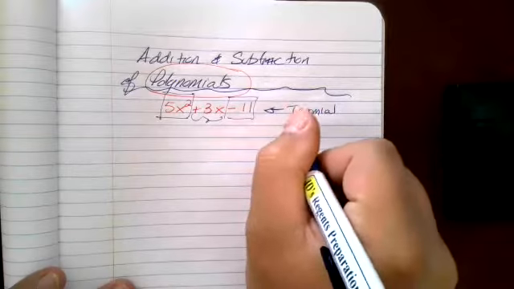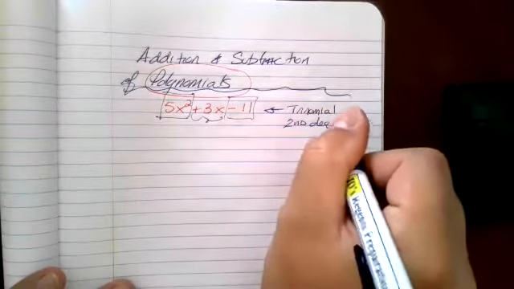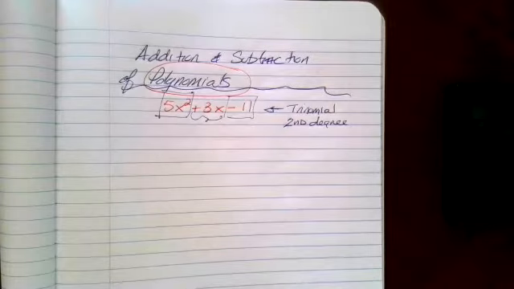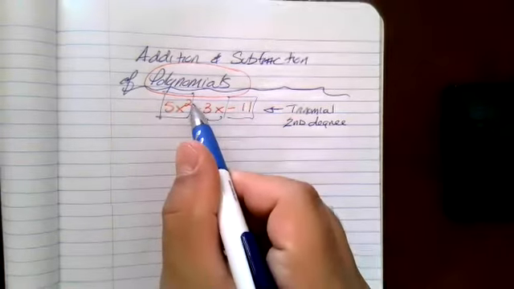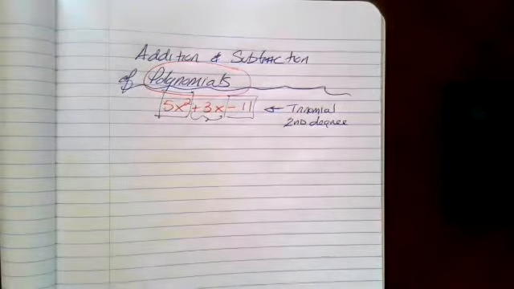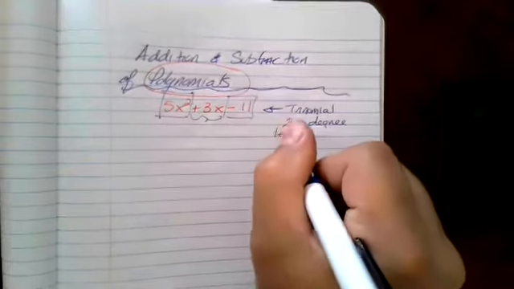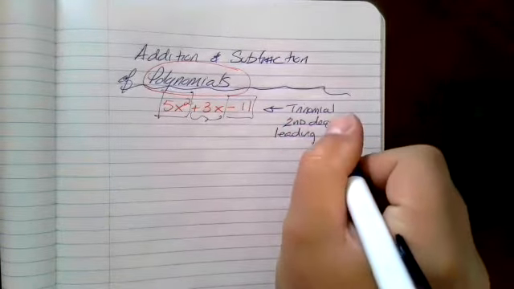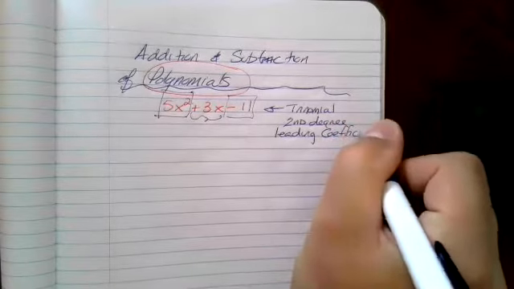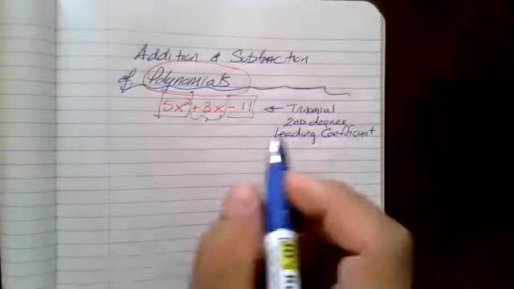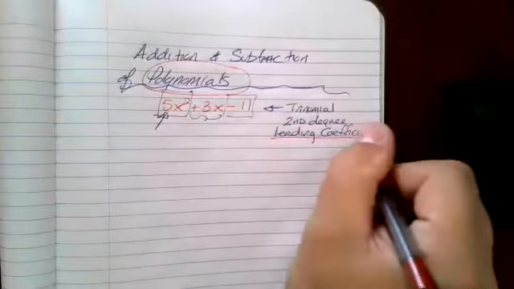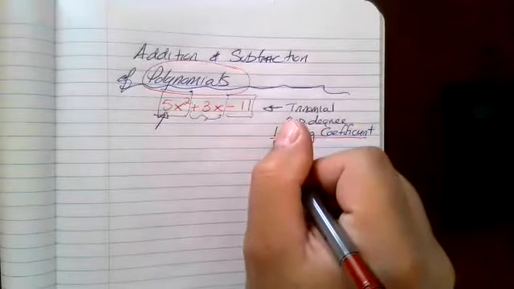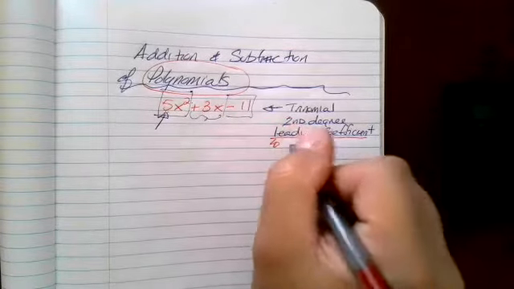This would be a second degree trinomial because the highest exponent in any single term, in this case, is a 2. So this is a second degree trinomial. And the leading coefficient in this case is 5. The leading coefficient is the coefficient of the term that has the highest degree.